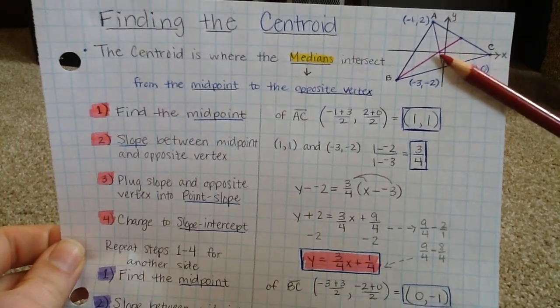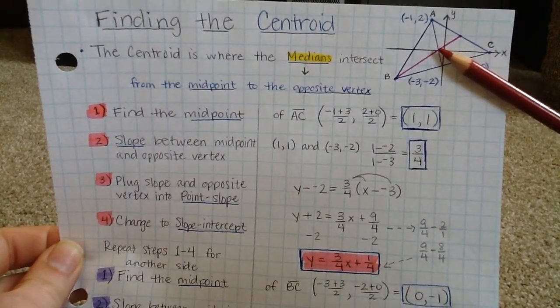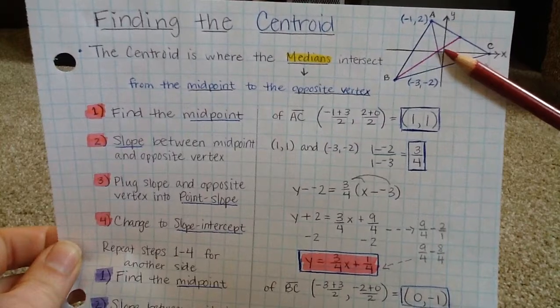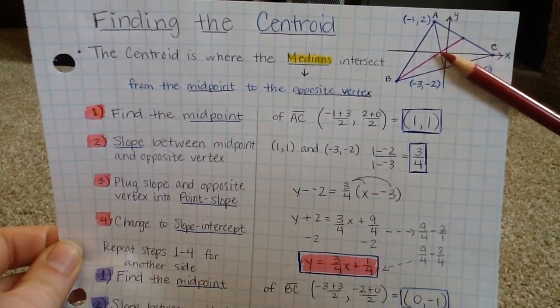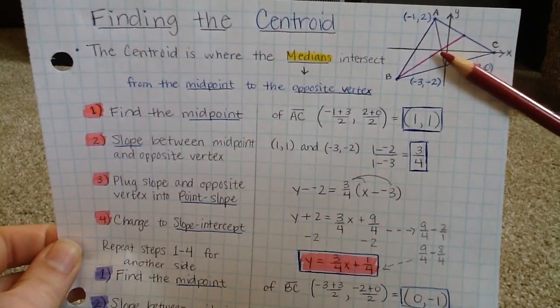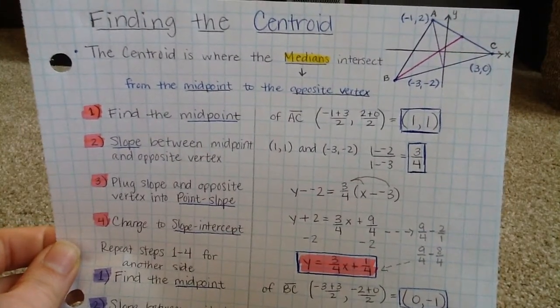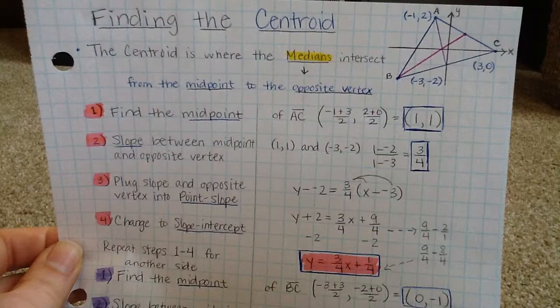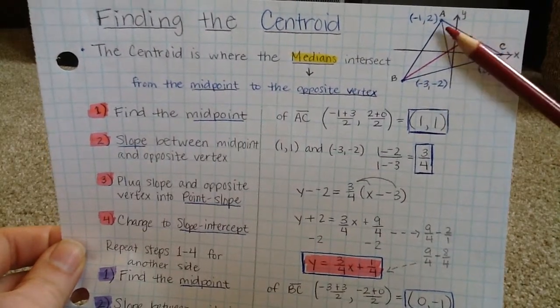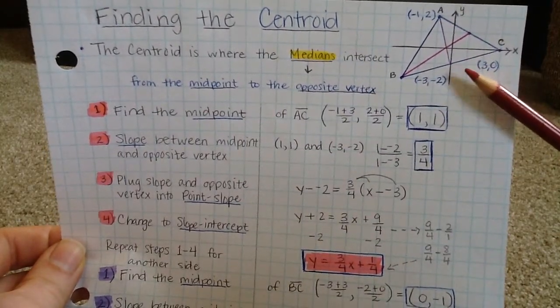I only needed to do two because I can already see where they intersect, and all three intersect at the same point. As you can see, this centroid is not exactly on a point, so we are going to find that point algebraically. To do that, we find the equation of each of those medians and set them equal to each other.